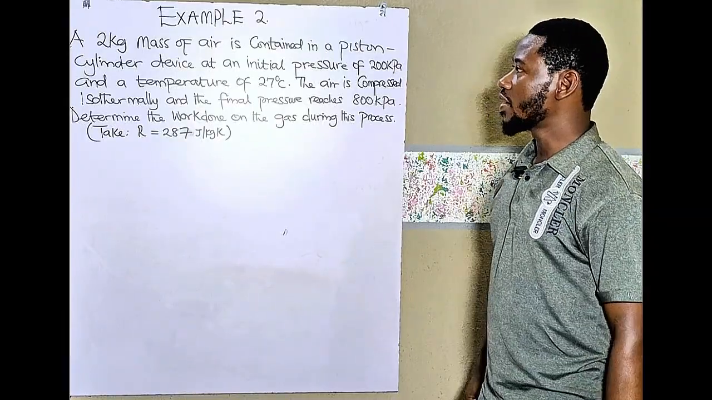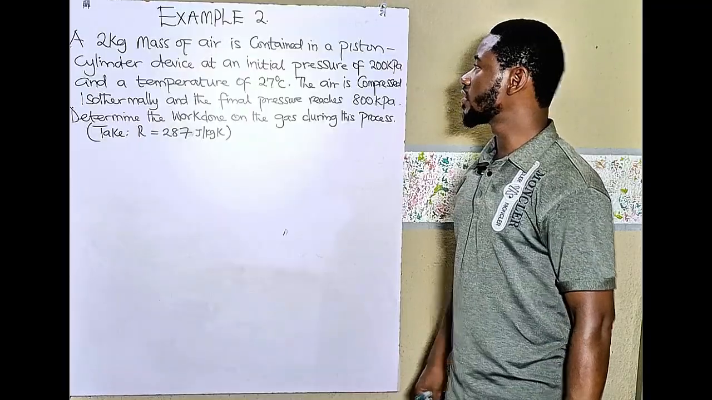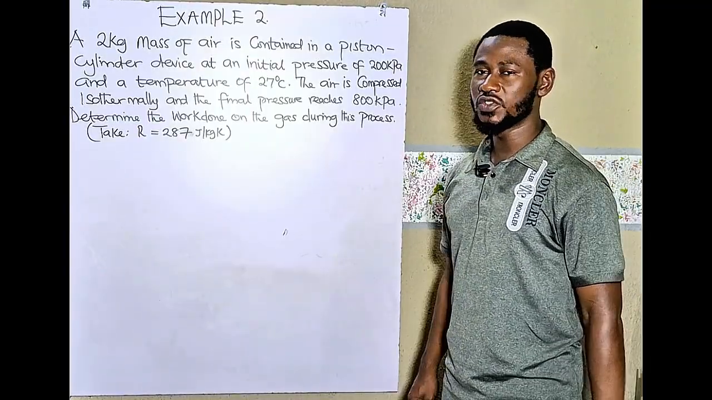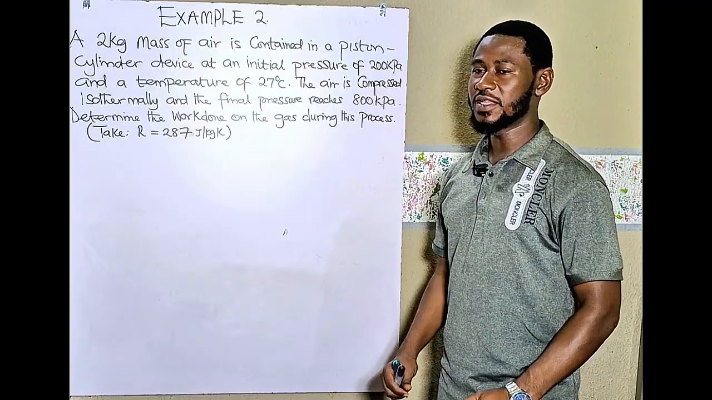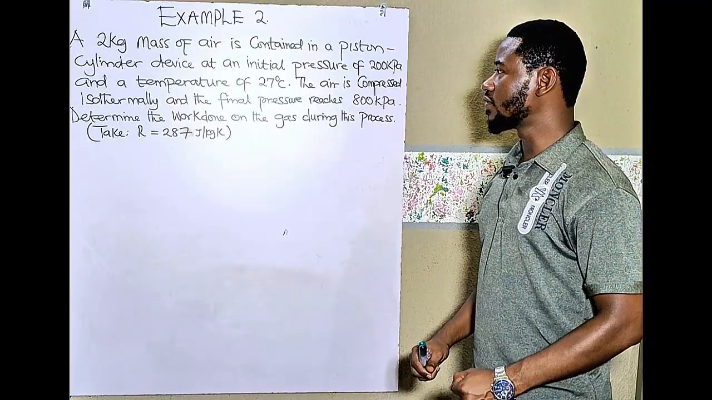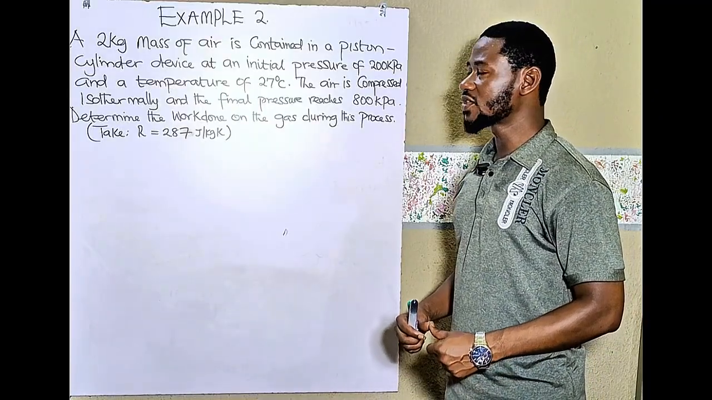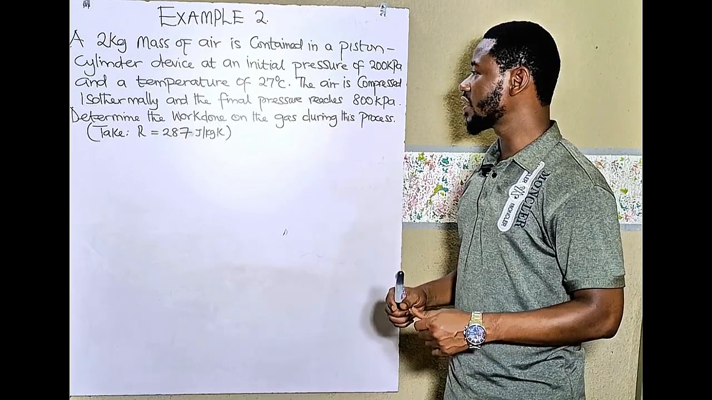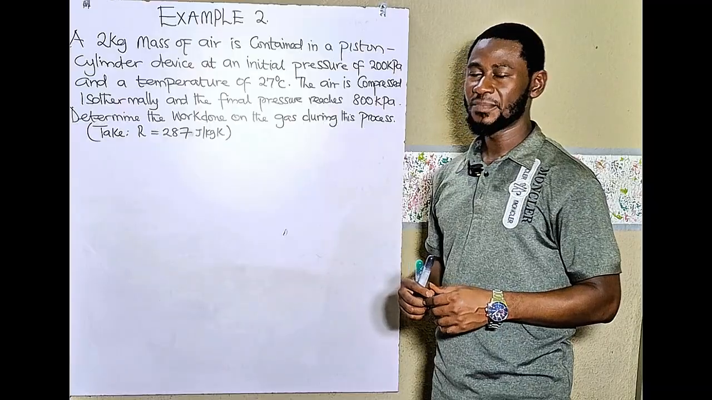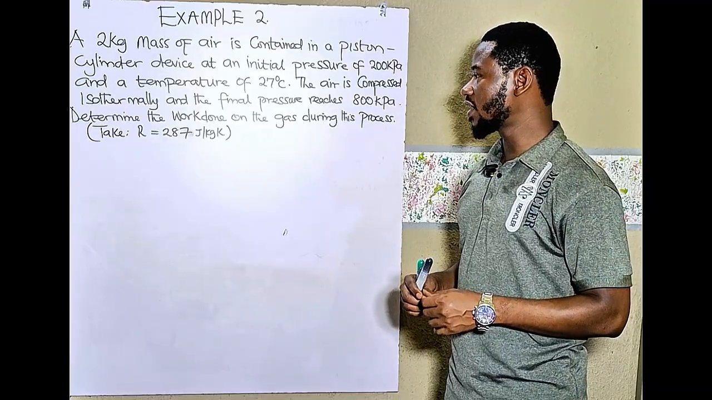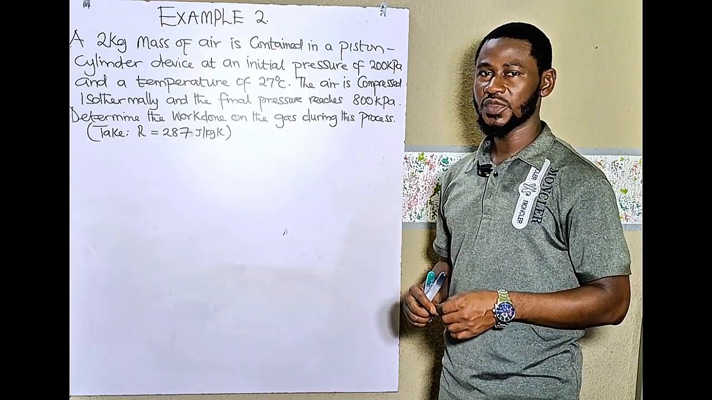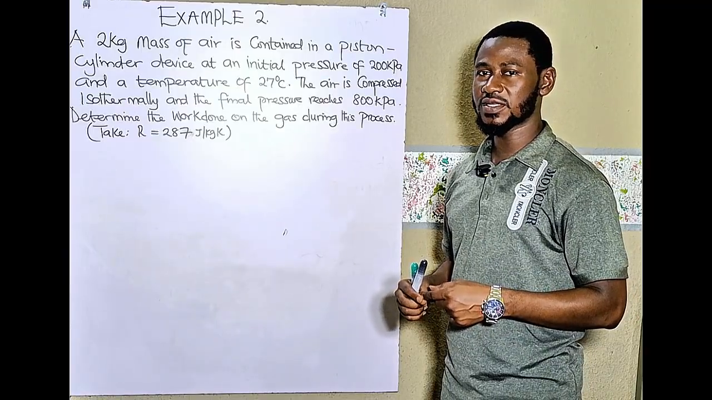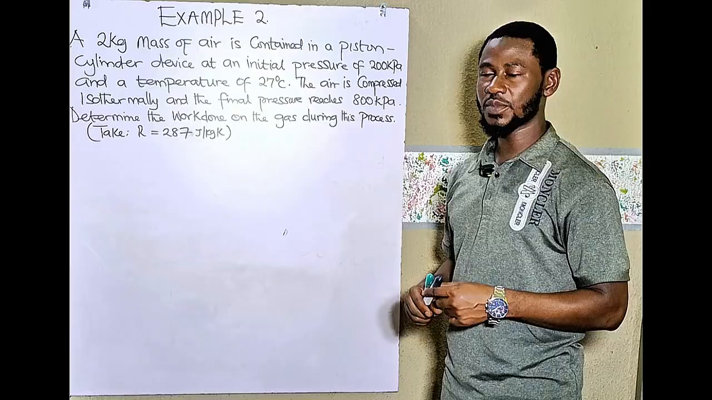Example 2. A 2 kg mass of air is contained in a piston cylinder device at an initial pressure of 200 kilopascal and a temperature of 27 degrees Celsius. The air is compressed isothermally and the final pressure reaches 800 kilopascal. Determine the work done on the gas during this process. Take gas constant R to be equal to 287 joule per kilogram Kelvin.